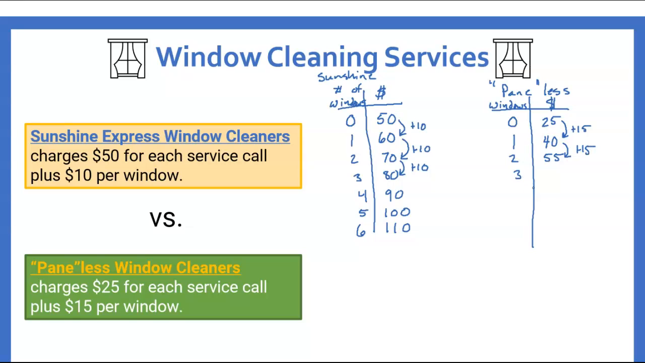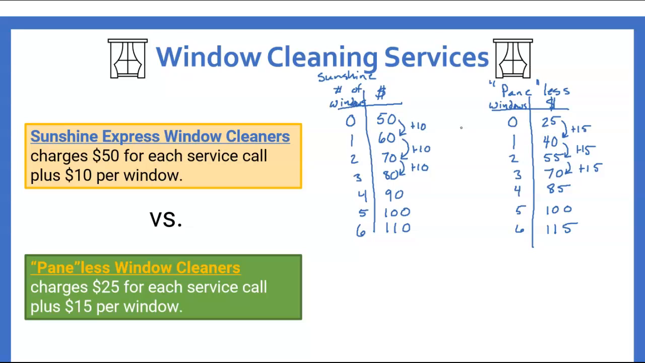3 windows, we add 15 again. We get 70. And we keep going in that pattern. Add 15, we get 85. Add 15, we get 100. Add 15, we get 115.